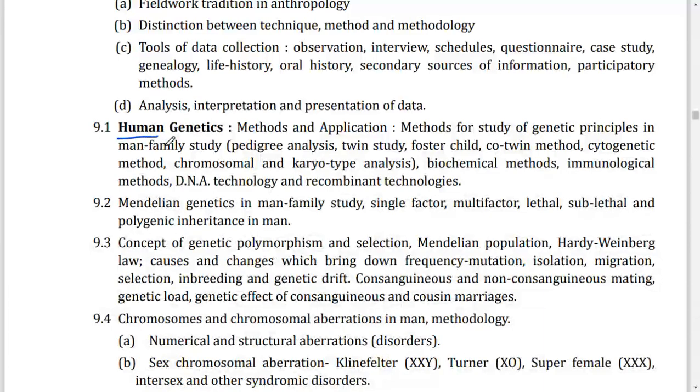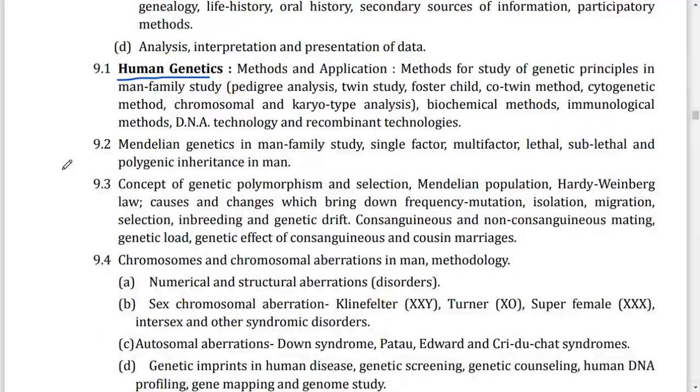9.1 Human genetics, methods and application. Methods for study of genetic principles in man: family study, pedigree analysis, twin study, foster child, co-twin method, cytogenetic method, chromosomal and karyotype analysis, biochemical methods, immunological methods, DNA technology, and recombinant technologies.